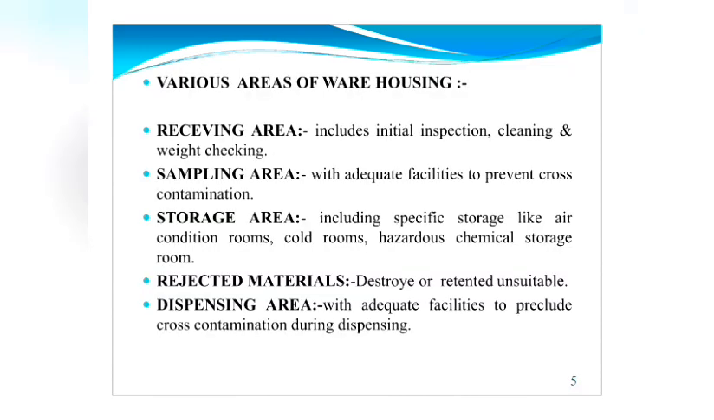Various areas of warehousing. The receiving area includes initial inspection, cleaning and weight checking. Sampling area with adequate facility to prevent cross contamination. Storage area including specific storage like air conditioned rooms, cold rooms, and hazardous chemical storage room. Rejected material is destroyed or returned if unsuitable. Dispensing area with adequate facility to preclude cross contamination during dispensing.